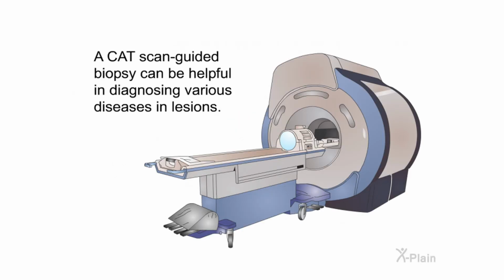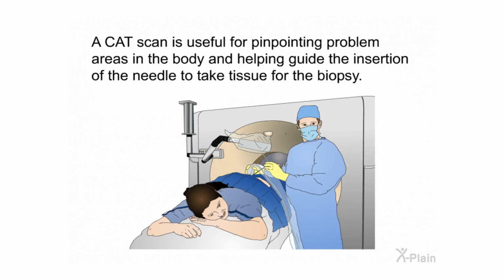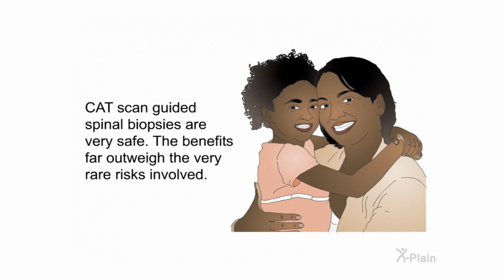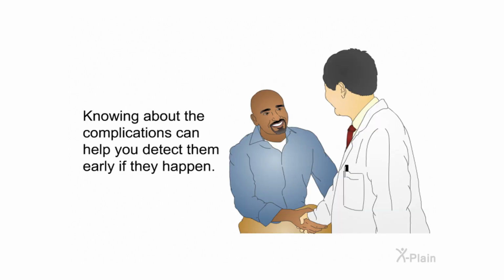Summary. A CAT scan guided biopsy can be helpful in diagnosing various diseases and lesions. A CAT scan is useful for pinpointing problem areas in the body and helping guide the insertion of the needle to take tissue for the biopsy. CAT scan guided spinal biopsies are very safe. The benefits far outweigh the very rare risks involved. Knowing about the complications can help you detect them early if they happen.